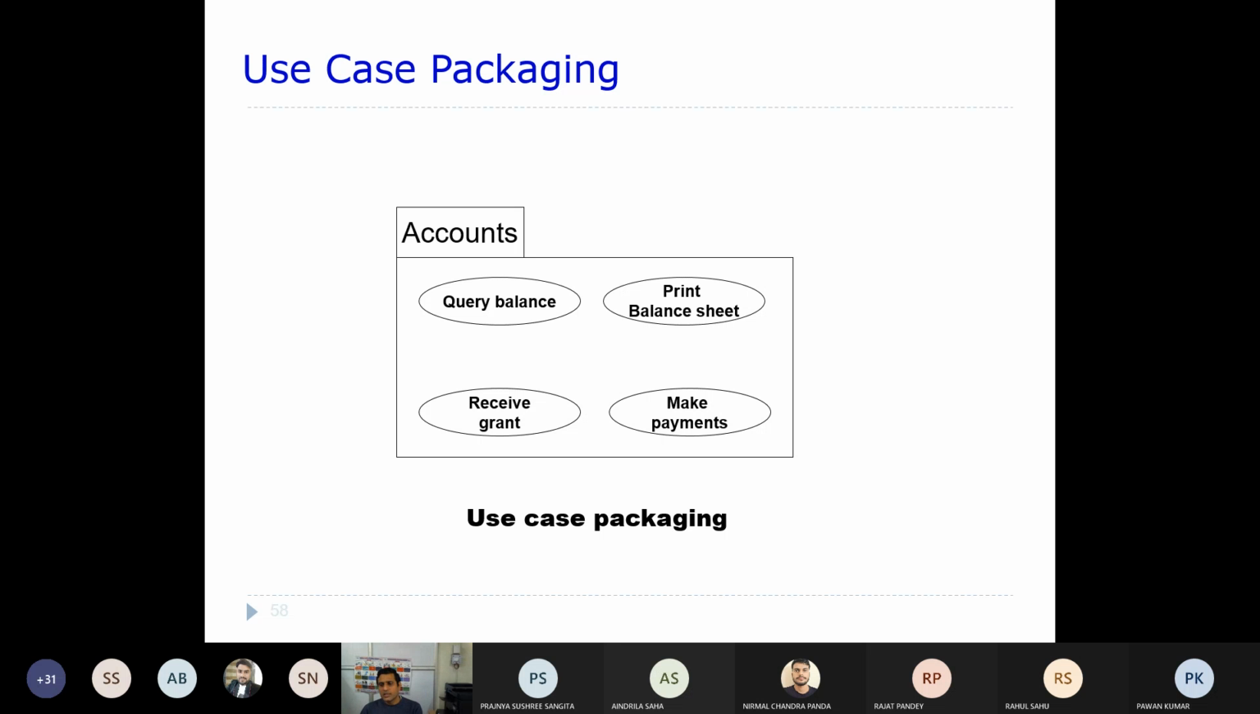Maybe in the next lecture we'll talk about the class diagram and all. So I stop. Any doubts so far, students? No, sir. Okay. Can I stop the lecture, sir? Yes.